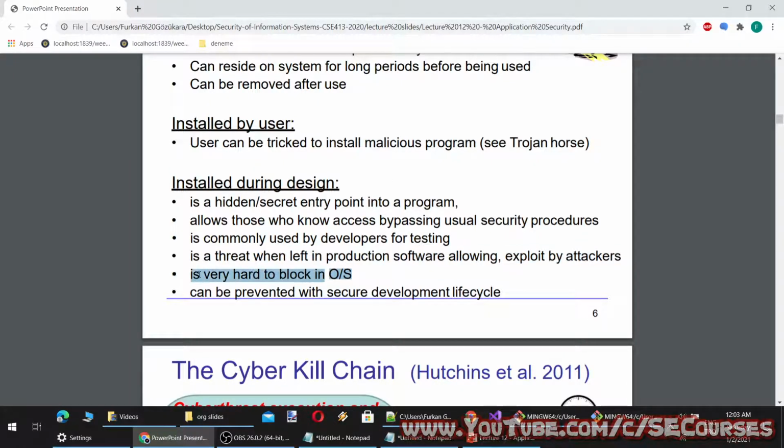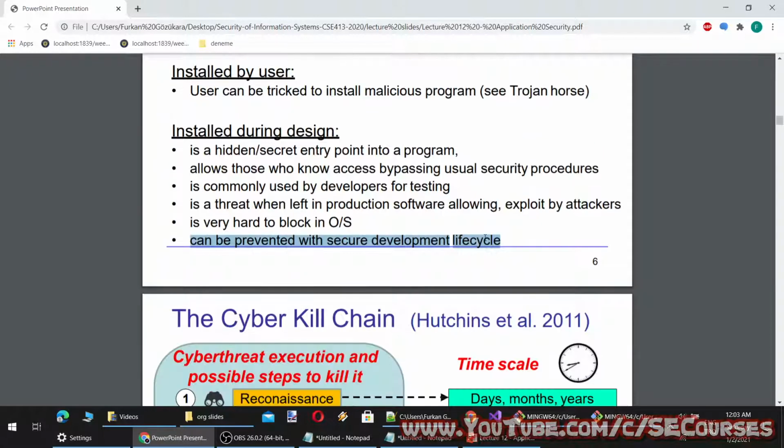It's very hard to block in an operating system. It can be prevented with a secure development lifecycle.